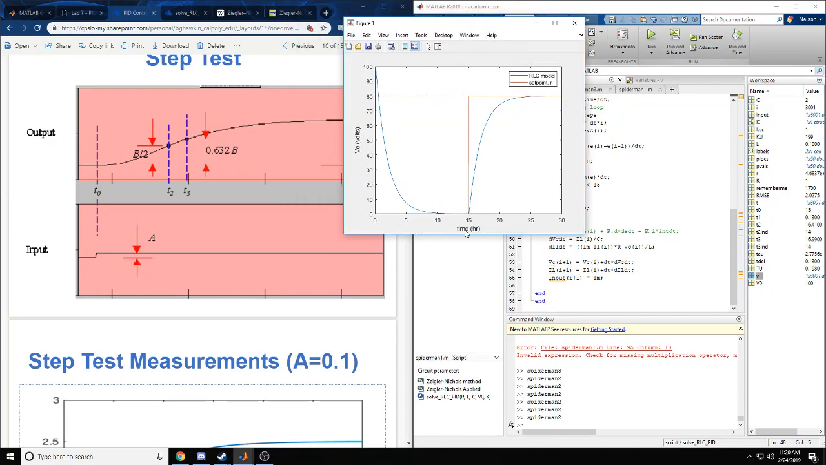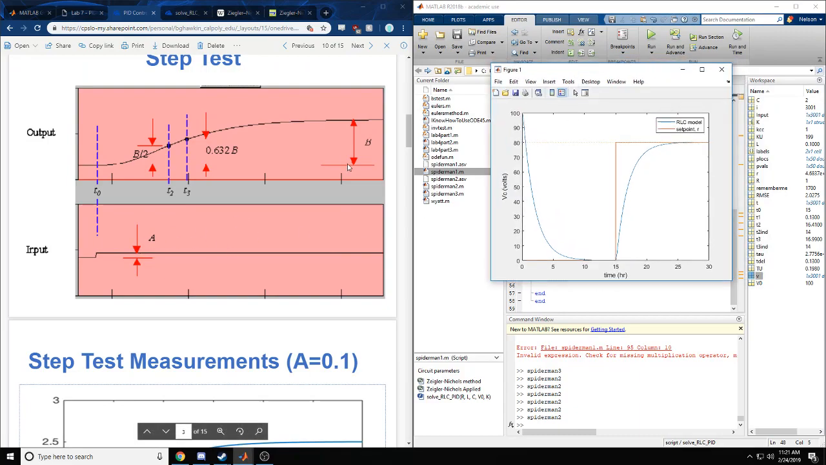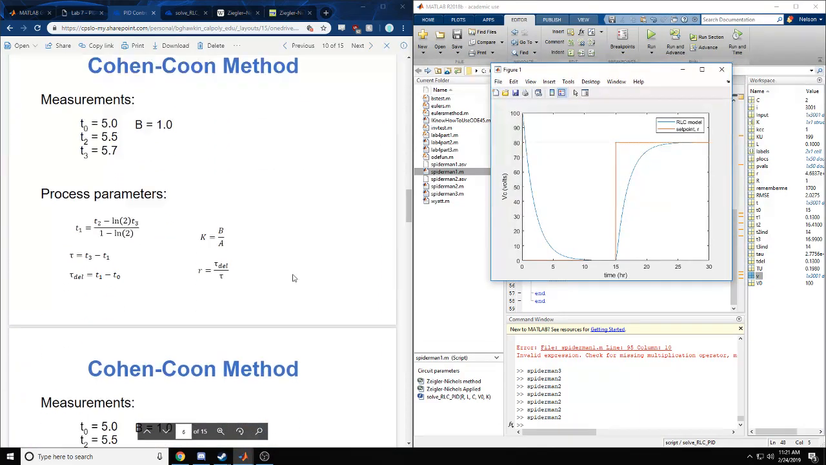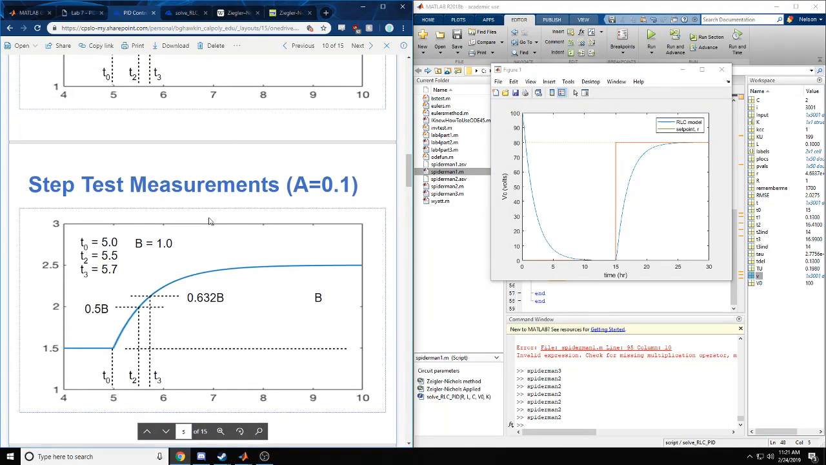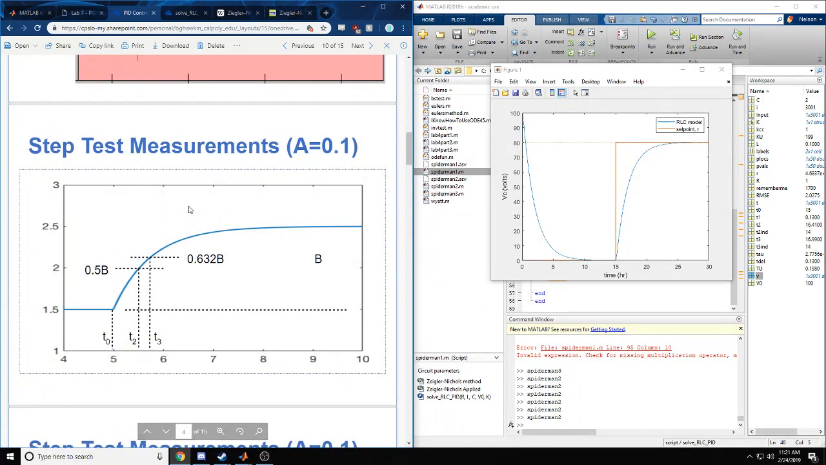Wonderful. So here I turned it on at 15 seconds, our step input, and our graph responded in this way, right? And our new steady state value looks like it is 80. So in this case, A is 80 and B is 80. So later on, when you need to calculate K, you'll need this value K, probably 1, right? 80 divided by 80 is 1. Finding these step measurements here.